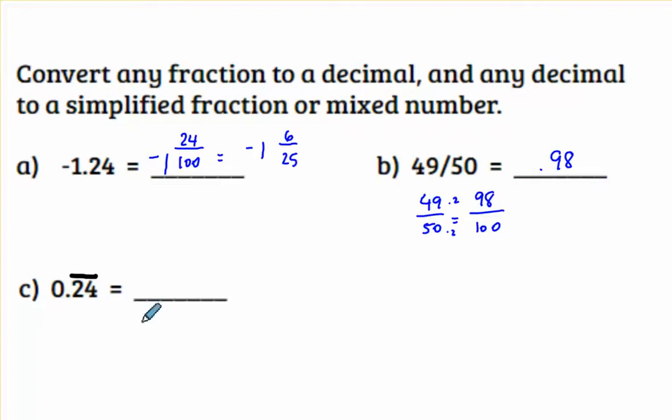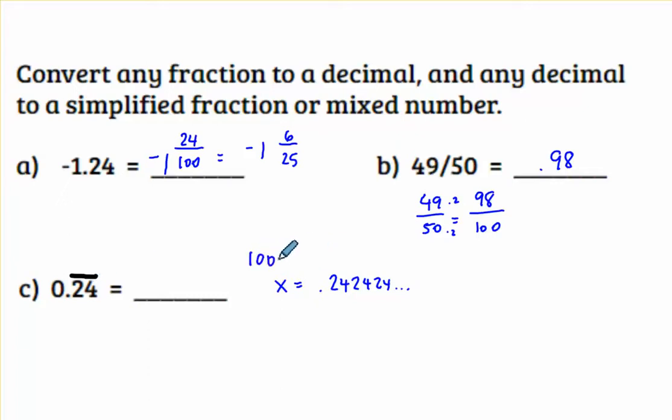So this is the trick that we learned fairly recently. We're going to let x equal the number, and I'm just going to write it out a few times to get the hang of what's going on here. We have 0.24, 24, 24, on and on and on. We count the number of digits that repeat. So since there are 2 digits that repeat, I'm going to multiply by 10 to the second power, or 100.